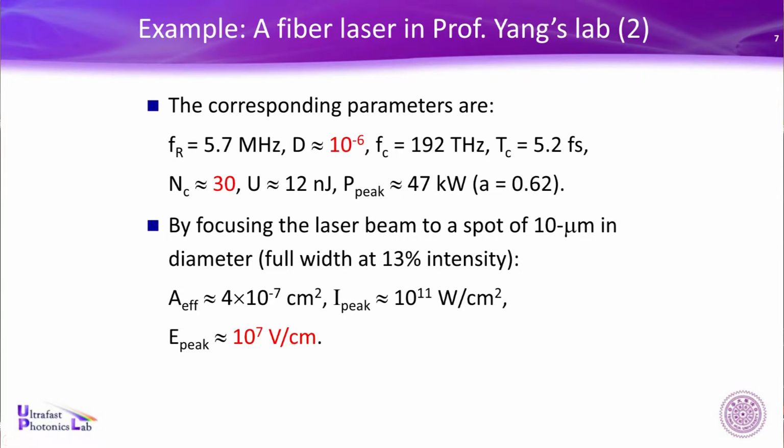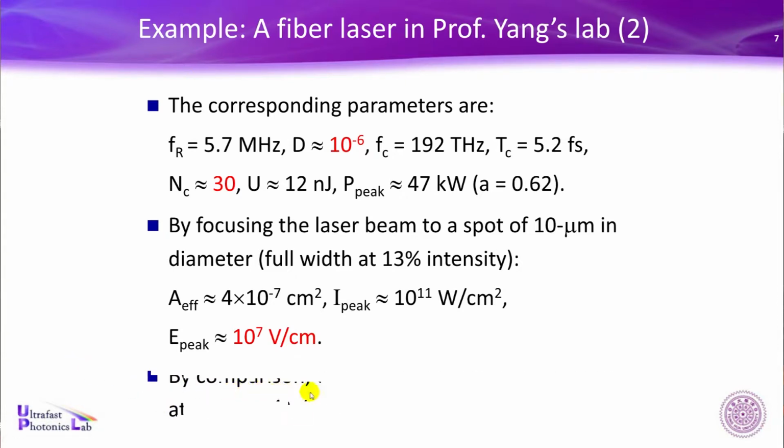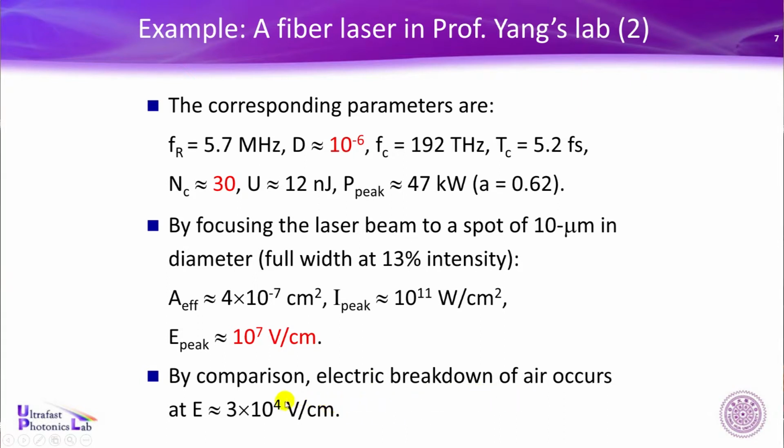Maybe you have no sense of how strong this electric field is, right? It's just a number. So I'll show you one comparison. The electric breakdown of air occurs at this electric field, 3 times 10 to the 4th volts per centimeter. So that means if you have a parallel plate capacitor with a spacing of 1 centimeter, and the applied voltage is 30,000 volts, then air will break down.